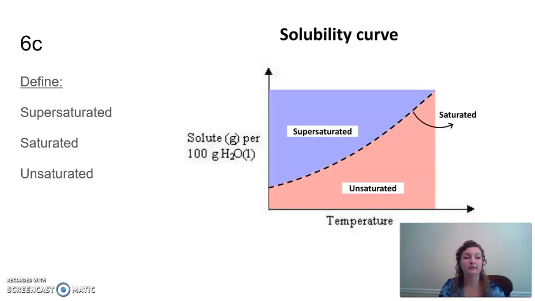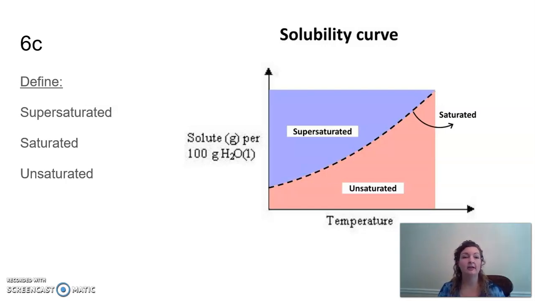So we're going to go and look at your AKS portfolio. You should see this image on your sheet for 6C, and let me explain a little bit of it to you. So first, let's remember, in order to make a solution, we have to put a solute into a solvent and dissolve it, and then it becomes a solution.